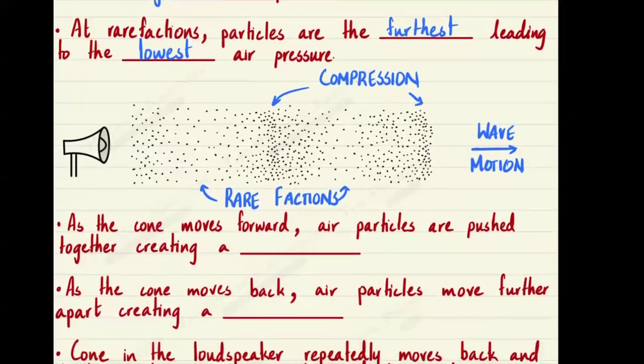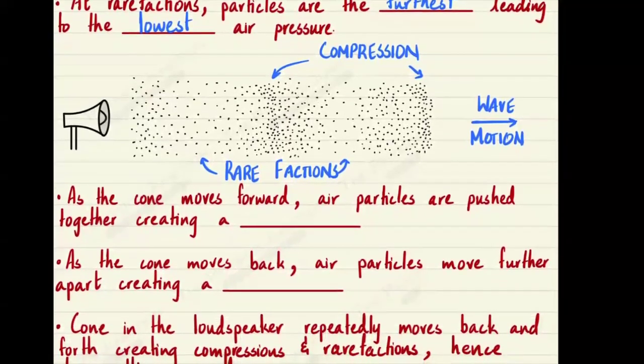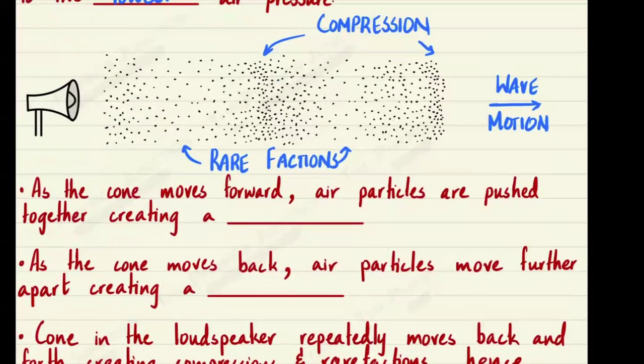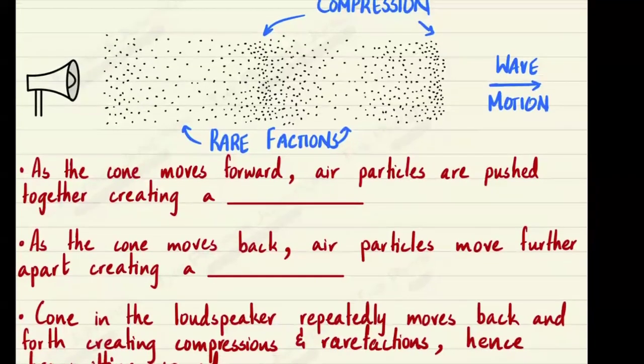Another popular question in past papers is: how does the vibration of the loudspeaker cone cause sound to be transferred? The idea is that as the cone moves forward, and we'll talk about this in the context of electromagnetism later, it pushes the air particles closer together, and this creates a compression. But it keeps on moving back and forth.